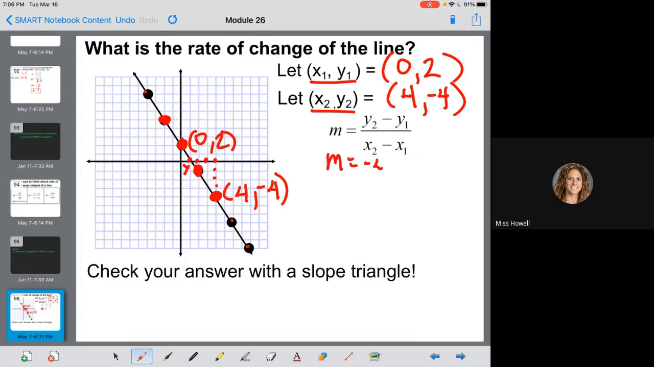We called our y2 negative 4 and our y1 2 over 4 minus 0. All right, let's subtract, and then we'll think about if we can simplify. So negative 4 minus 2 would actually give us a negative 6, and then 4 minus 0 will give us a 4. All right, two things I have to check for.